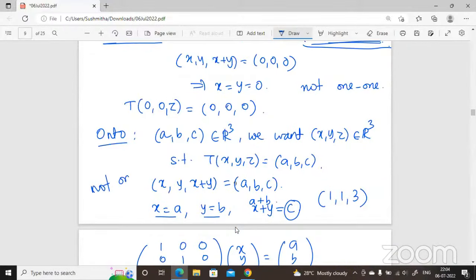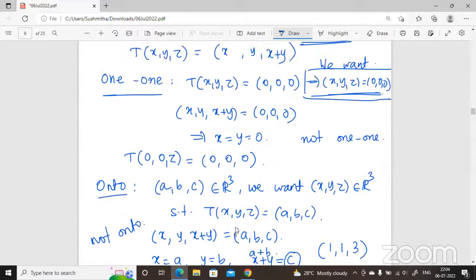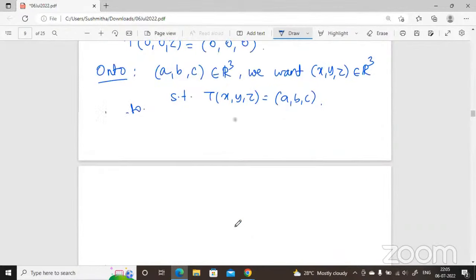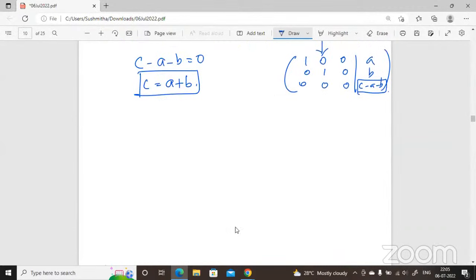Ma'am, can we say that anytime when some x, y, or z is dependent on the other, then it is not onto? No. We have to find only one vector which will not satisfy the condition. That is enough to prove that this is not correct.